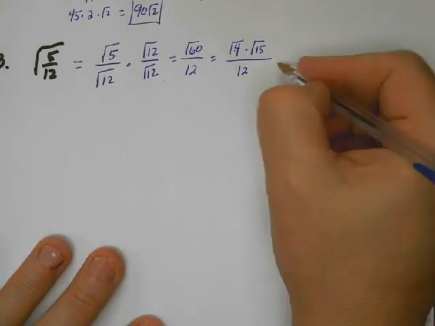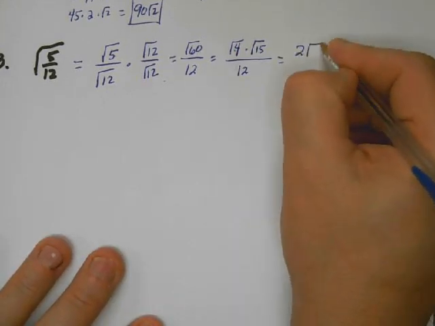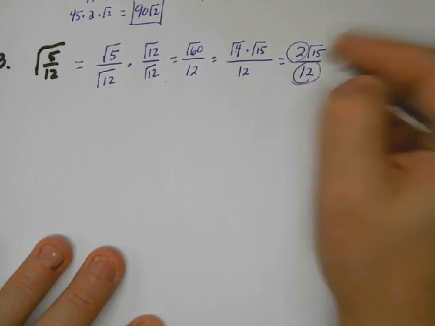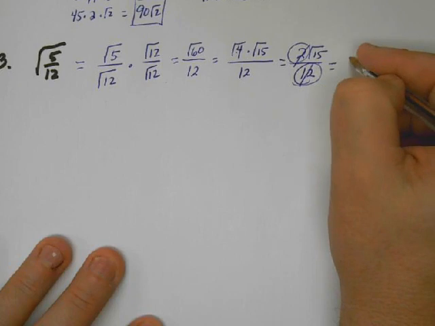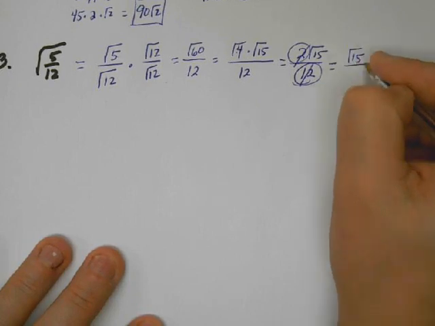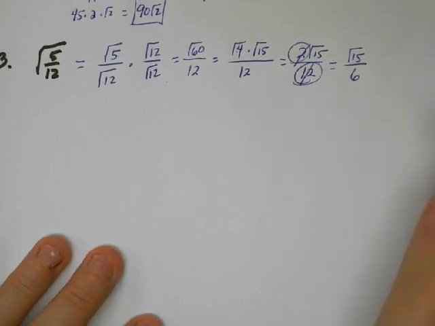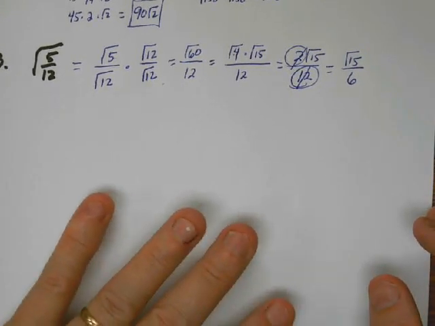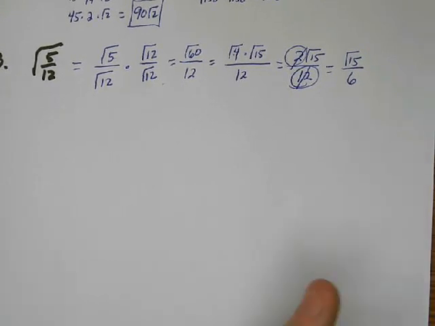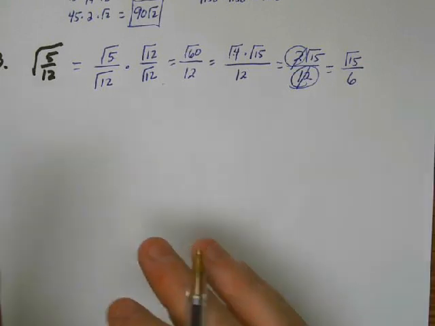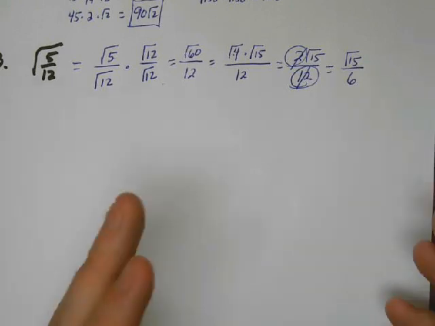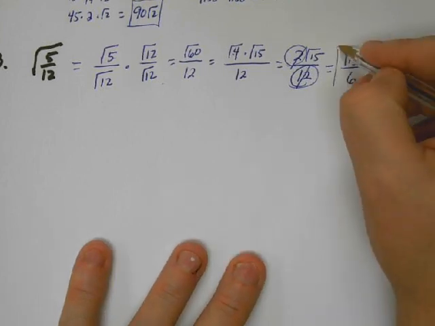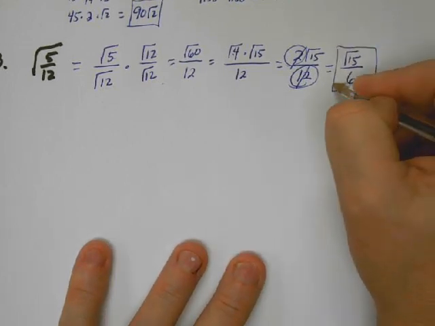What's the square root of 4? 2. Square root of 15 over 12. The 2 and the 12 can reduce. And so we end up with the square root of 15 over 6. Can the square root of 15 reduce? No. There are no perfect roots that go into it. I can't go square root of 3 and square root of 5 and think I can reduce the 3 and the 6. That doesn't work because it's underneath the radical. So my final answer is the square root of 15 over 6.